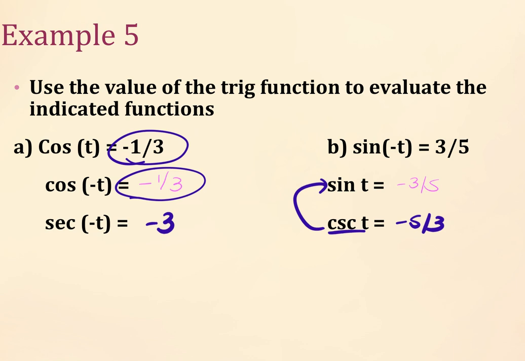I don't get A. How is it still negative? Cosine doesn't change. So whether or not you change the sign on your angle, you keep the sign the same on cosine and secant. They are even functions. So I remember they're even functions because even if you change the sign, you don't change the sign on the trig function. Does that make sense? Cosine, because it goes top to bottom. Top to bottom, my x doesn't change.